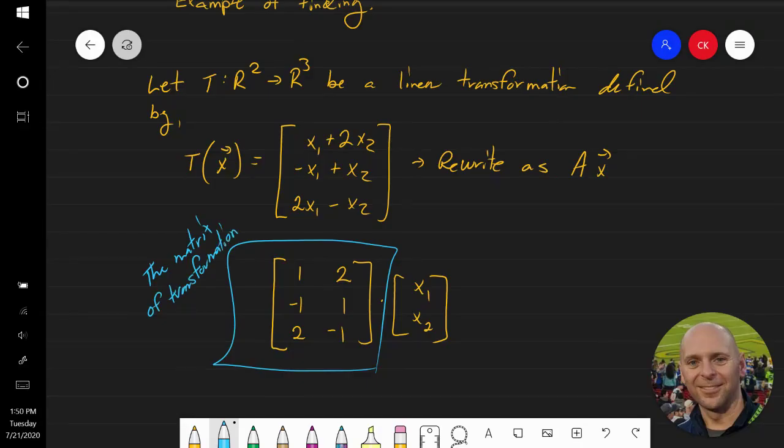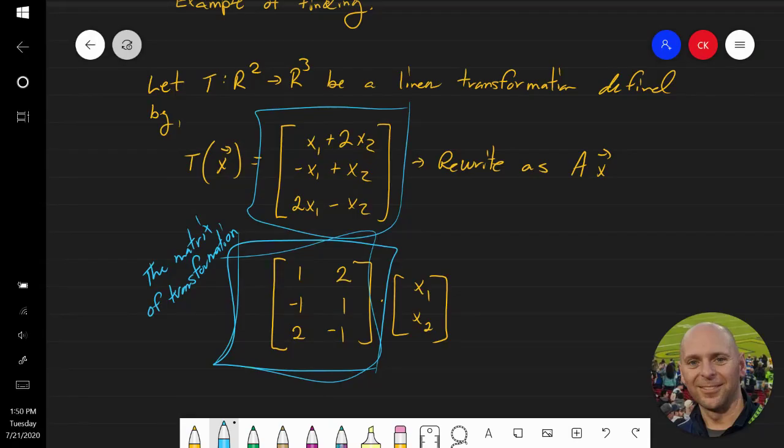And in fact, we saw this early on in our first couple of examples, that we could view a transformation either in this form or as matrix multiplication. So we're just seeing that here, and now we're giving it an actual name. We're calling this matrix the matrix of transformation.